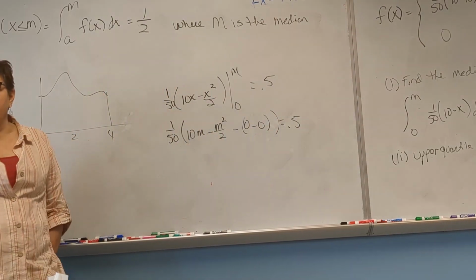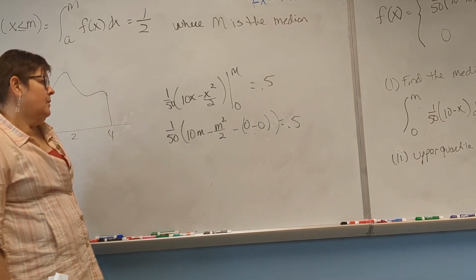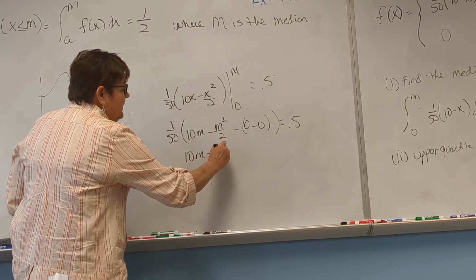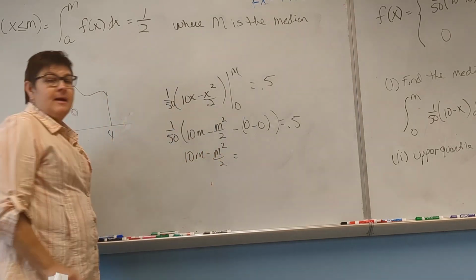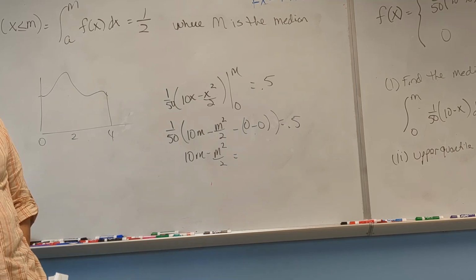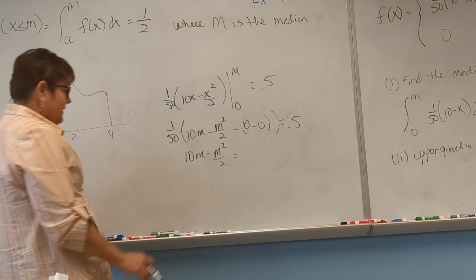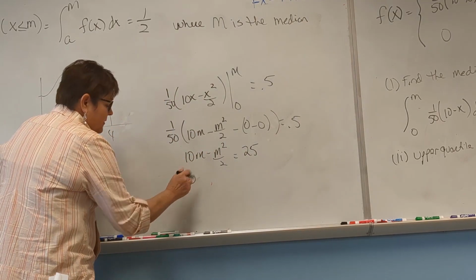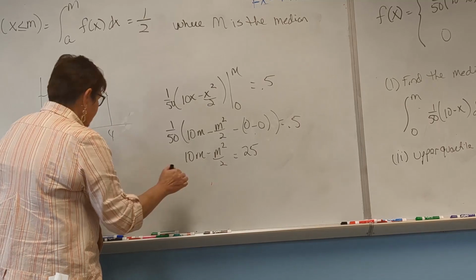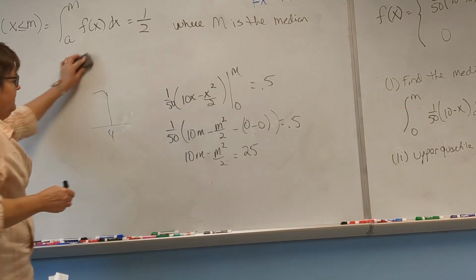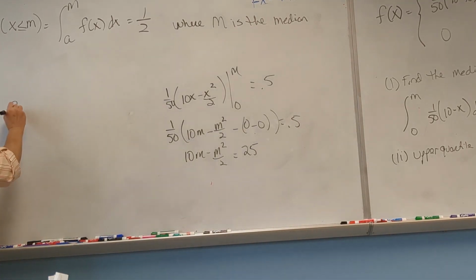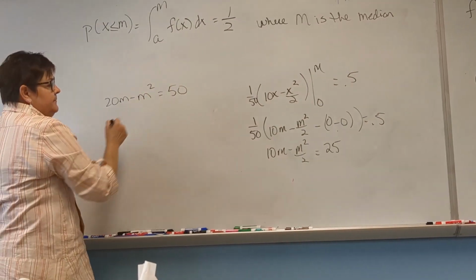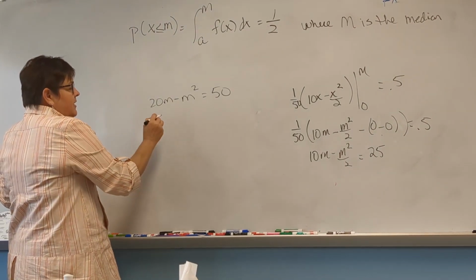All right, are we cool there? So, 10m minus m squared over 2, and what's 50 times 0.5? Half of 50, 25. And we multiply everything by 2, so 20m minus m squared is 50. And so then I'm going to bring it all to one side.